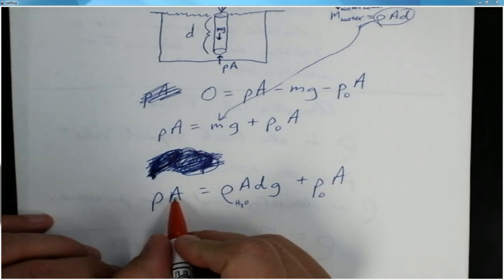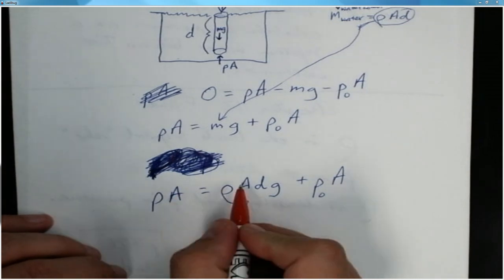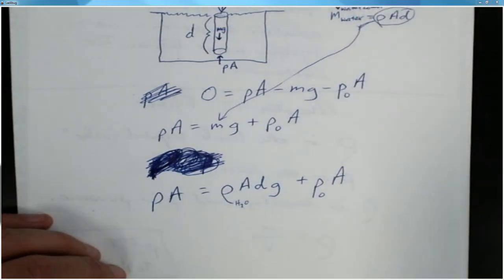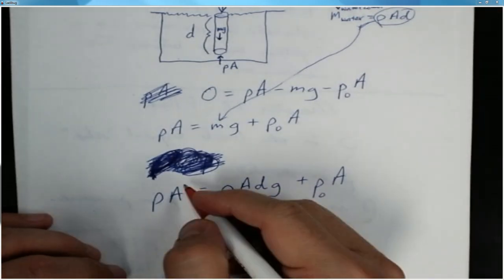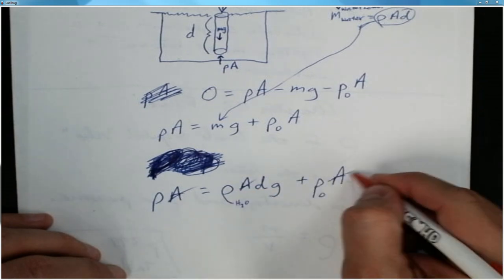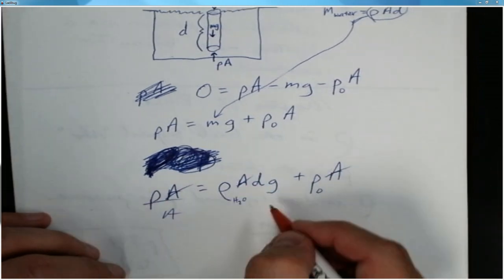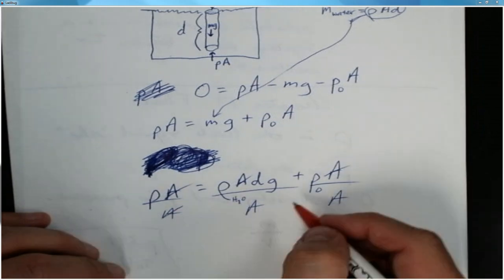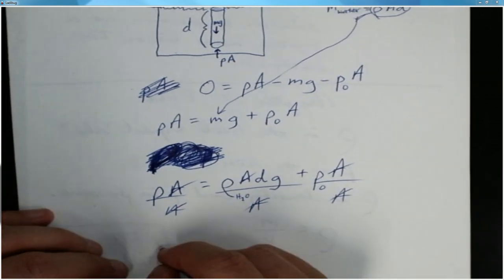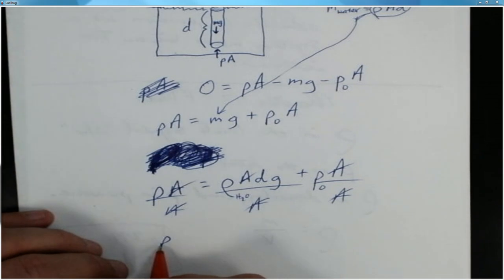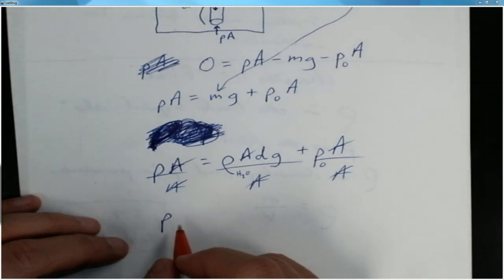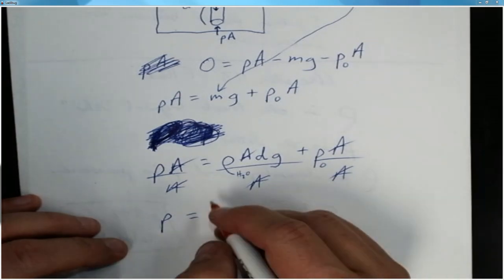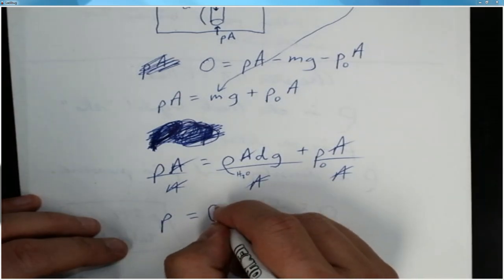So we now have the cross-sectional area of that column of water in every term. This is the magic part. Now I can divide everything by that cross-sectional area. Ain't that great? I cross it all out. And I'm going to get the pressure that is experienced at a particular depth is equal to the density of the medium.